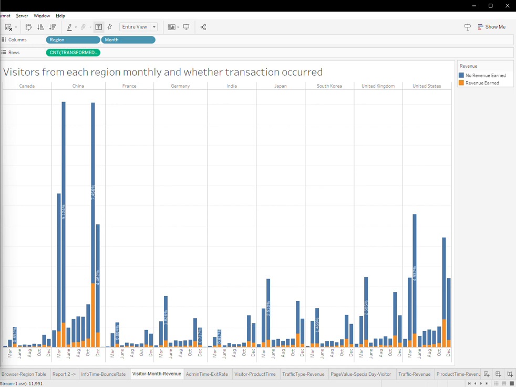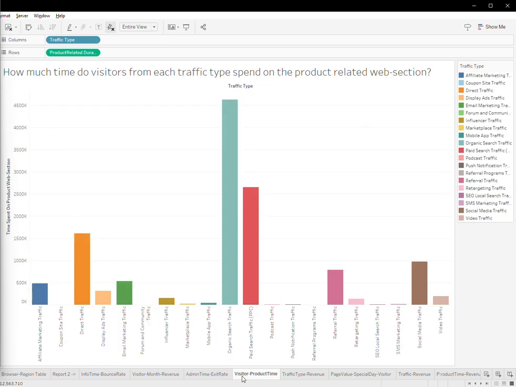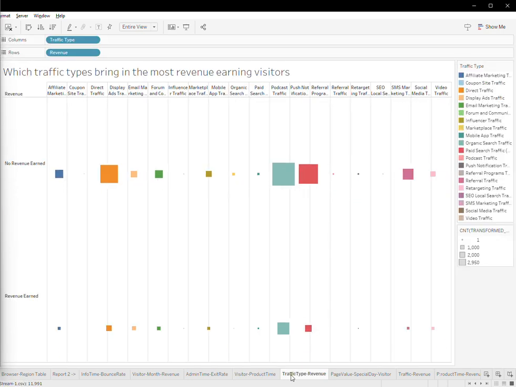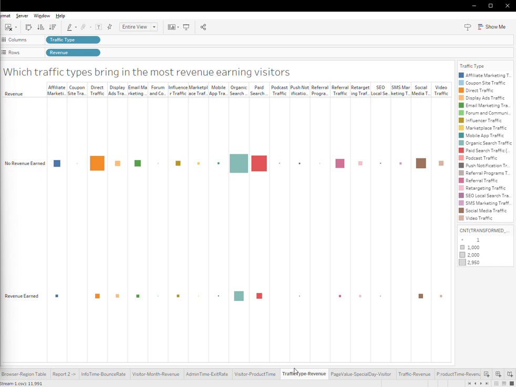Question 4 asks, how does the time spent in the product related section, the type of traffic source, and the likelihood of a transaction interact? So I plotted a bar chart to see the visitors from which traffic type spend the most time on product pages, and a heat map to visualize which traffic types bring in the most revenue making visitors and the ratio of revenue to non-revenue making visits.